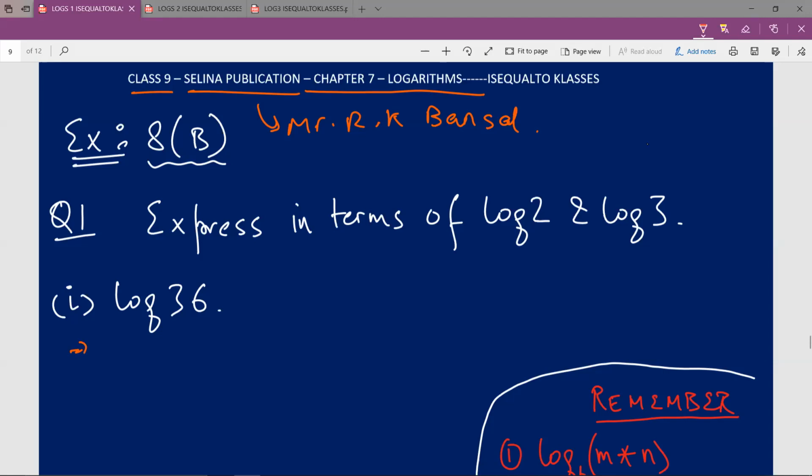So our first step to represent log 36 in terms of log 2 and log 3 is to represent 36. I could represent 36 as 3 square into 2 square. Why? Because 3 square is 9, 2 square is 4, and 9 fours are 36. So therefore log of 36 is equal to log of 3 square into 2 square.